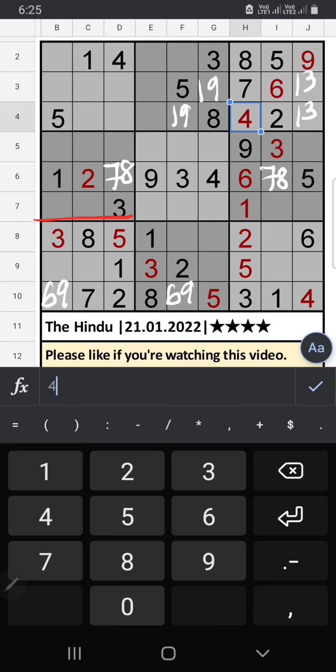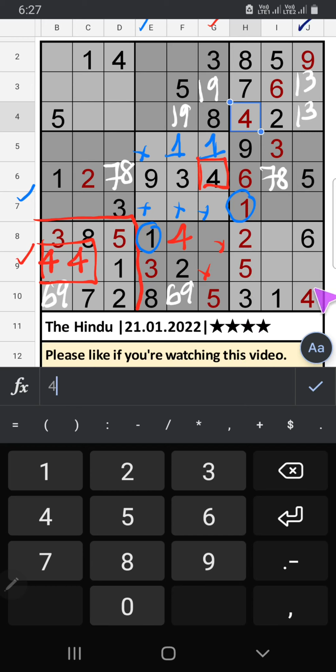In this grid, 4 will come in any one of the cells, will confirm later. 9th row we have 4, so 4 can't come in this cell. Column G also we have 4, so 4 can't come in this cell, then 4 is confirmed here. 7th row we have 1, so 1 can't come in these cells. Column E also we have 1, so 1 can't come in this cell. 1 will come in any one of the cells, will confirm later.